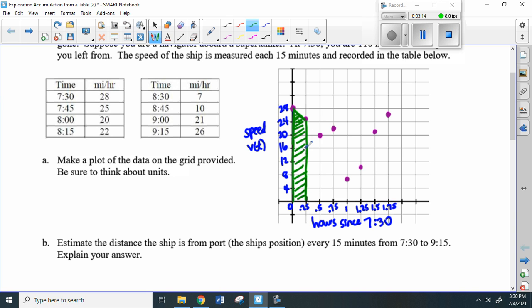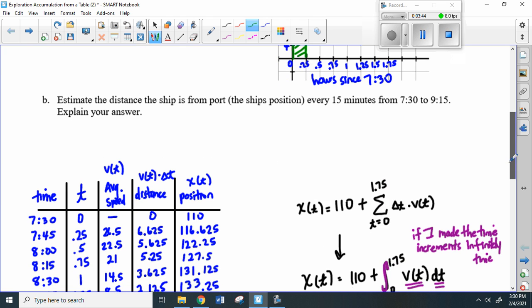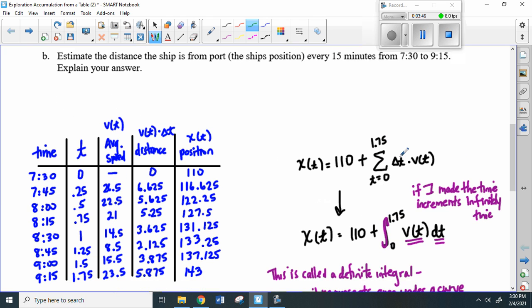Okay, so again, counting blocks, it would be hard to get 6.625, that's pretty accurate, but using the trapezoid formula, which is essentially the average velocity times this little bit of time here, we could get the area of a trapezoid. And then each distance that we found was the area of the next trapezoid. And if you add them all up, you got the distance that you were from port.